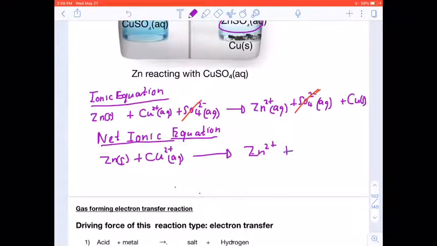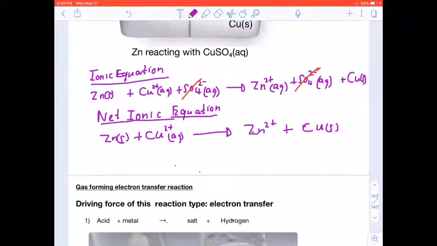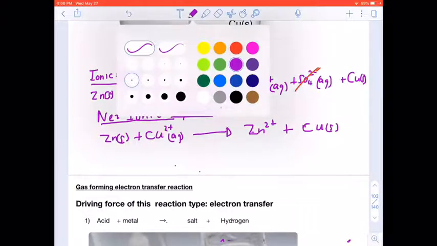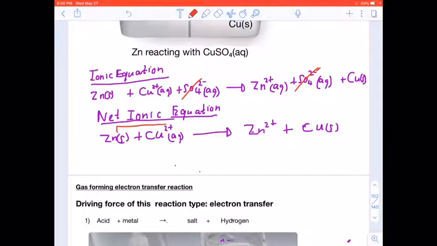And then on the other side, we find that it has formed a solid. So this is an electron transfer reaction. How do we know that? We can see zinc in a solid state is neutral, and then when it formed zinc sulfate, it's 2 plus. So what has happened? It has actually lost electrons.